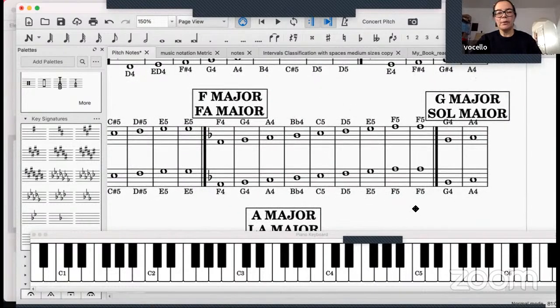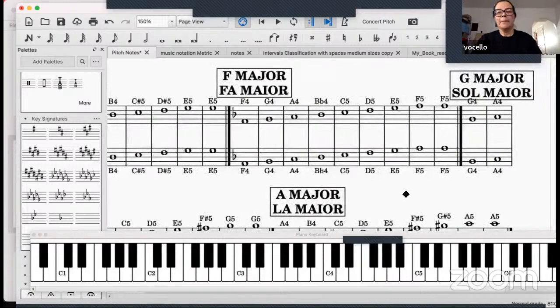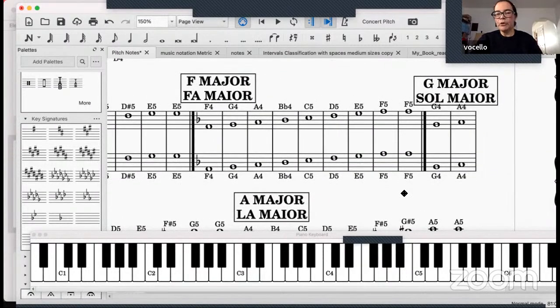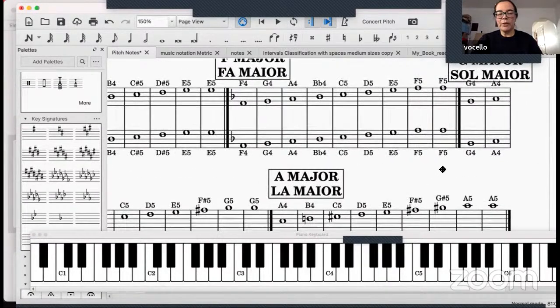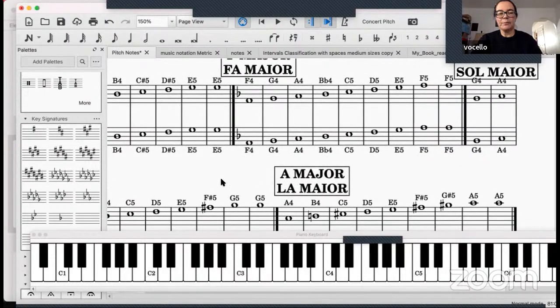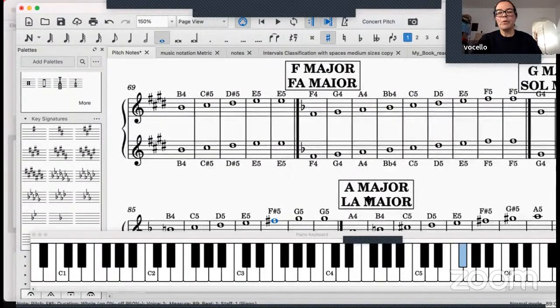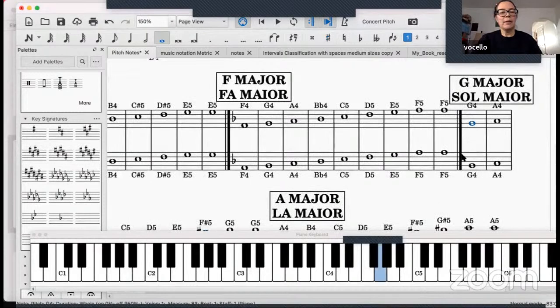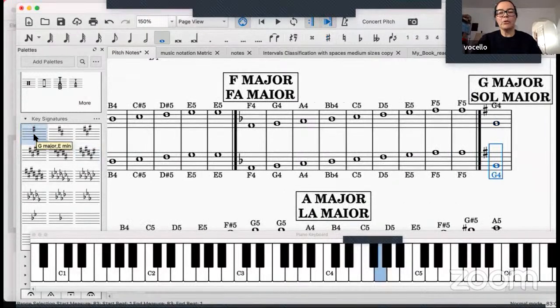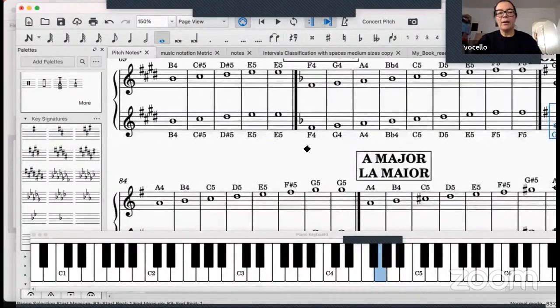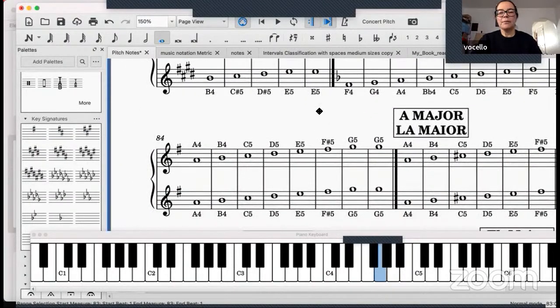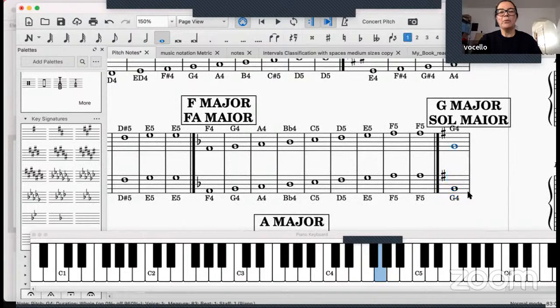The G major must have that pattern: 2 whole steps, 1 half step, and 3 whole steps and 1 half step. So 1, 2, half step, 1, 2, 3, and half step. So it just has 1 sharp. So we add here on the key signature 1 sharp, that is F sharp in G major. Let's listen to G major.